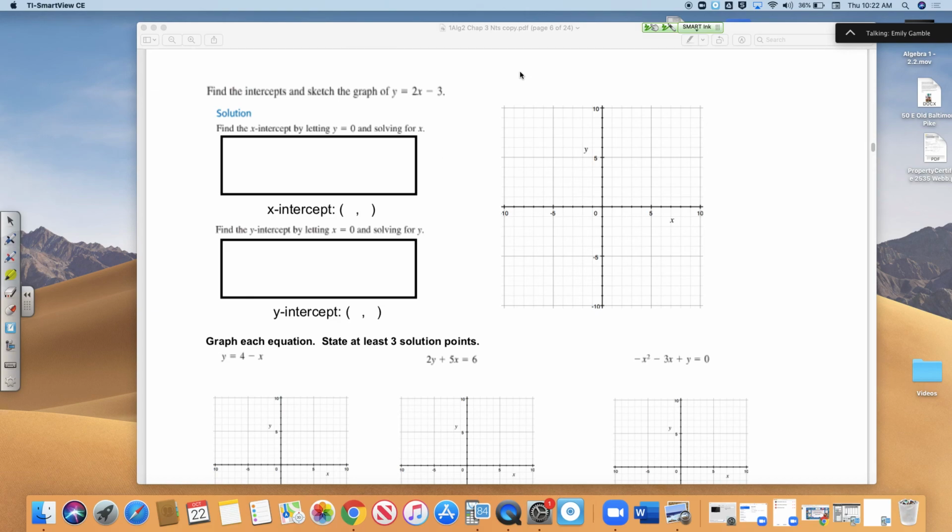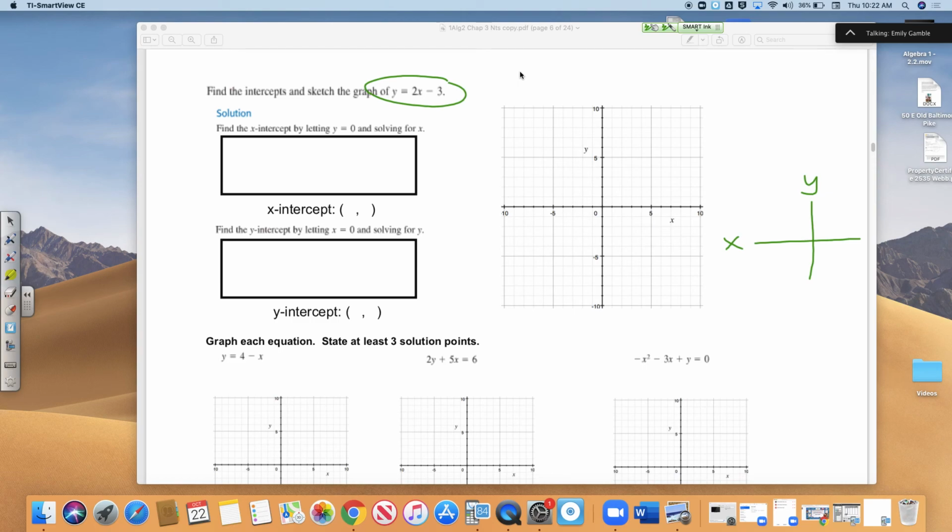We're going to find the intercepts of the graph y equals 2x minus 3. So the intercepts means where it crosses the x and y axis. This is the x-axis, this is the y-axis. I want to know where this line is going to cross the x-axis, which is horizontal, and then also where it would cross the y-axis, which is vertical. I'm actually going to do the opposite first. I'm going to graph this first, and then I'm going to come back and find the x and y intercepts so you can see what it looks like first.